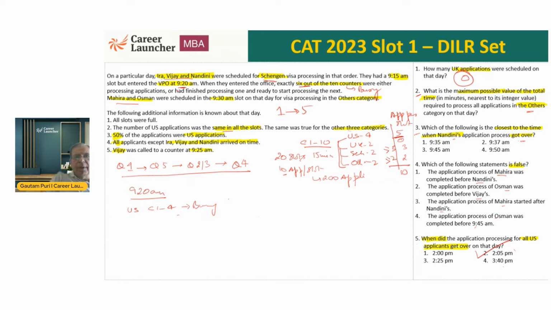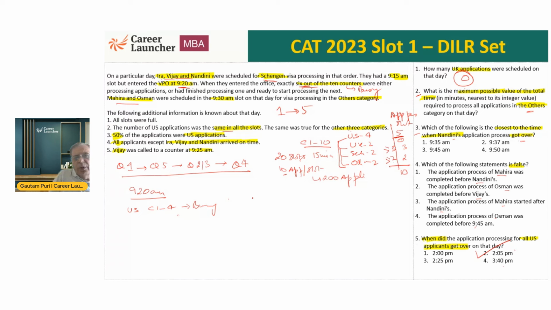When they entered the offers at 9:20 a.m., exactly 6 of the 10 counters were either processing an application or had finished processing one and were ready to start processing. They were in the transition or they had just finished. Okay, they were either working or in transition. They are just working on an application or just transitioning from one application to the next one. So they were all busy.